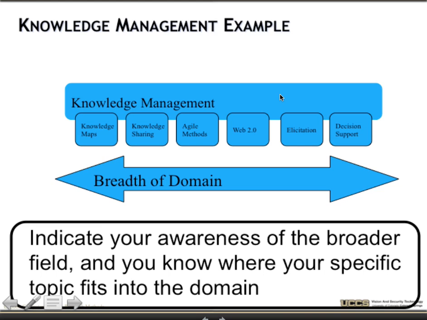And you want to cite some of these for two reasons. They indicate your awareness of the broader field, and you know where your specific topic fits within the domain. And this is useful for people reading your paper, again, because it puts your work in context, and it also gives them a way to look at your topic and say, oh, well, I know other papers in Agile were relevant to me, so if your paper's in Agile, maybe this will be relevant to me as well.